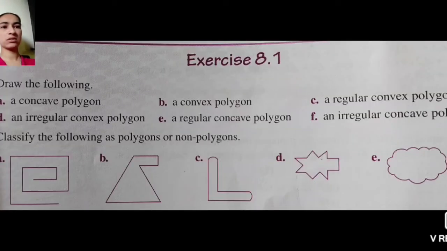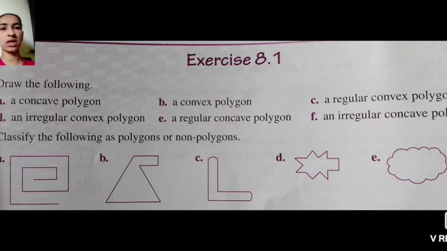Now you can see this is your Exercise 8.1. The first question is to draw the following: first a concave polygon, second a convex polygon, then a regular convex polygon, then an irregular convex polygon, a regular concave polygon and an irregular concave polygon. This is for your homework. You have to draw a concave polygon of any shape. Okay students, the first question is for you.